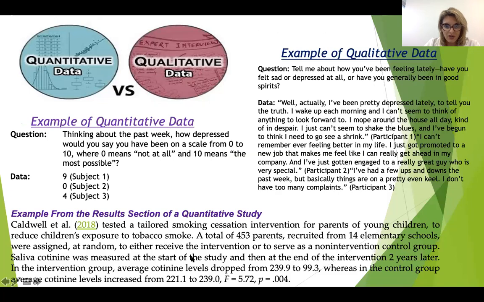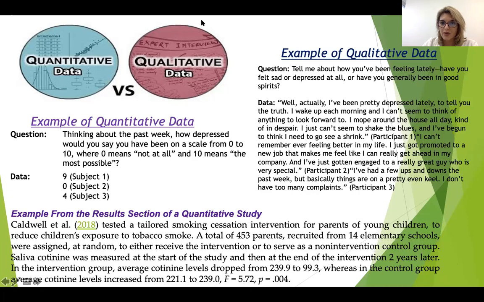More quantitative. They looked at a total of 453 patients recruited from 14 elementary schools, who were assigned at random to either receive intervention or serve as non-intervention control group. Saliva content was measured at the start of the study and then at the end of the intervention 2 years later. In the intervention group, average nicotine levels dropped from 239 to 99.3, whereas in the control group, average nicotine levels increased from 221 to 239. And they gave you a p-value. Now this p-value, again, if you see a p-value, it's quantitative. We'll get more into the p-value and that formula, but again, quantitative, quantity, numbers, that's your quantitative study.